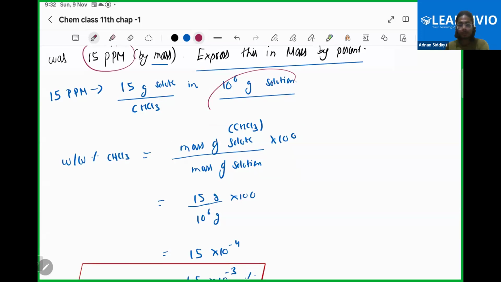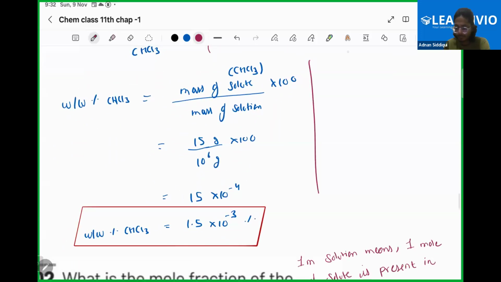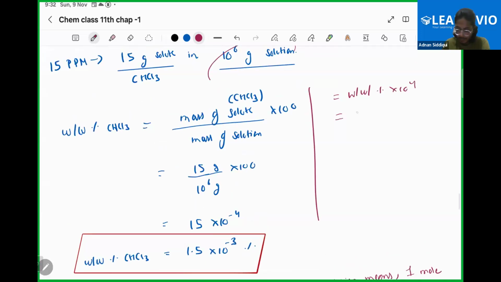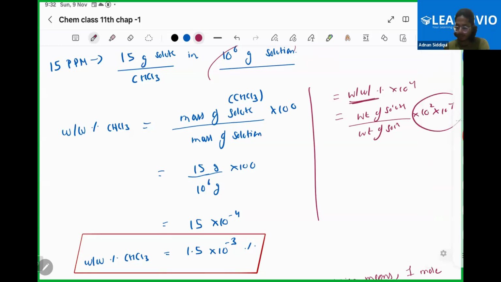But there is 10 to the power 4 also in the formula. Into 10 to the power 4, the relation formula. Let me do it that way as well: weight by weight percent into 10 to the power 4. If you expand it, weight of solute divided by weight of solution into 10 to the power 2 into 10 to the power 4, it is again going to become 10 to the power 6. You just have to expand it.